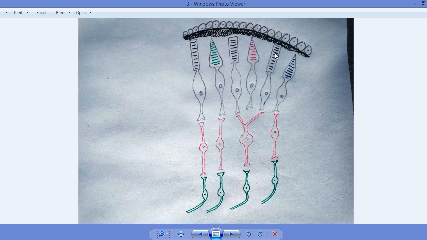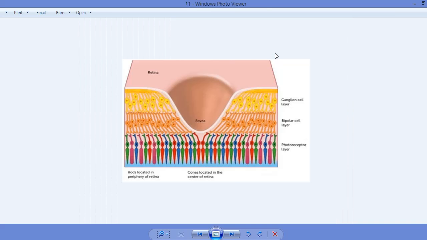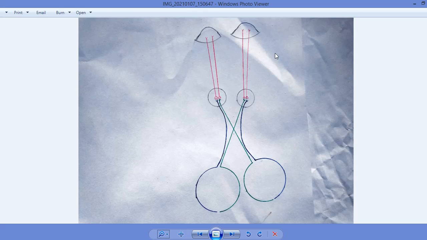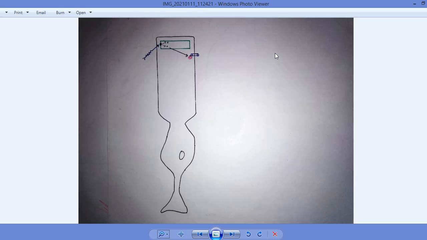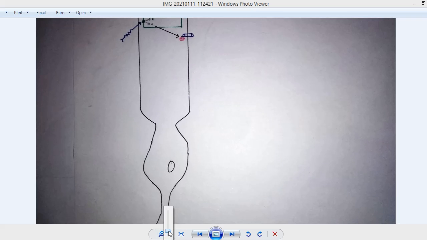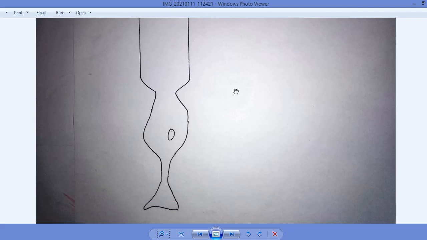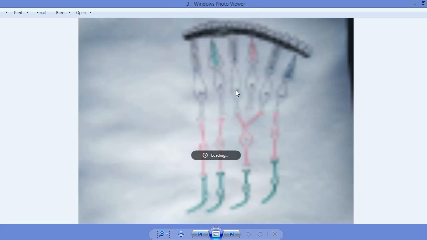So normally what happens, when the light falls on the retina, it means the light goes through these two layers.